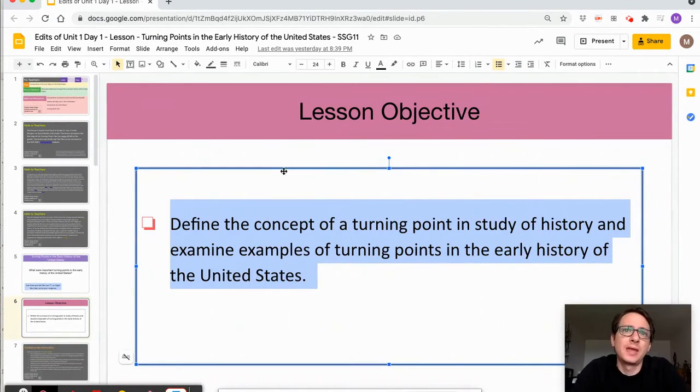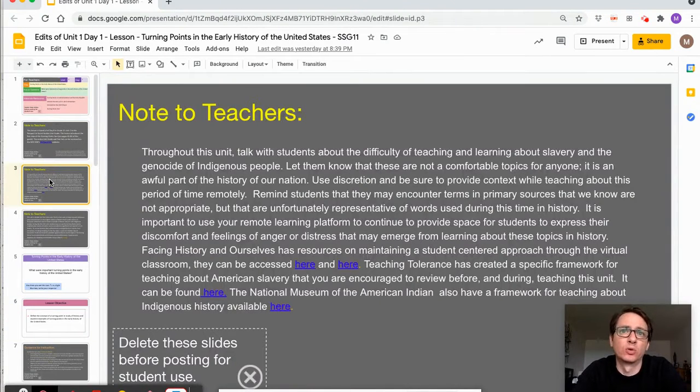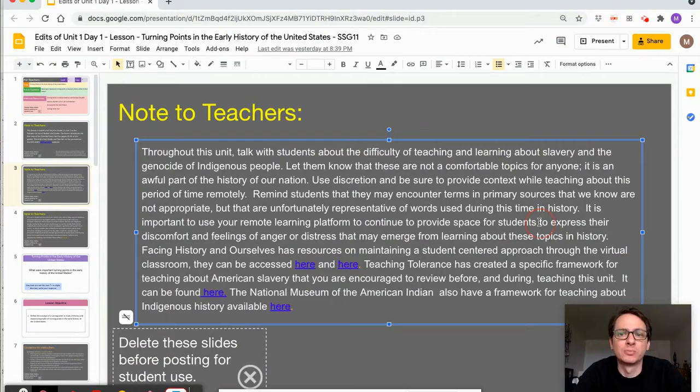Before getting started, as might be the case with several lessons in this unit, the students may find the content distressing or upsetting. However, it is still important that we study these events and critically read the related sources. In this Note to Teacher slide, links are shared to resources from Facing History and Ourselves, Teaching Tolerance, as well as the National Museum of the American Indian that offer strategies and ideas on how to address this. One last thing to remember is that we still use our virtual classroom as a place for students to express their discomfort and feelings of anger or distress that may emerge from learning about these topics in history.